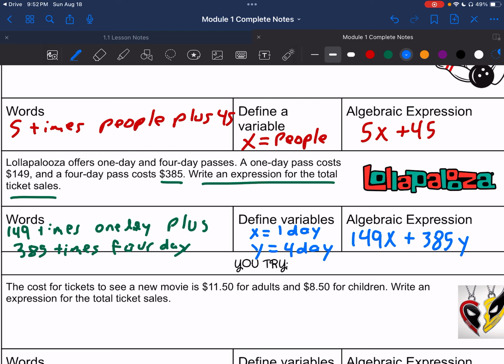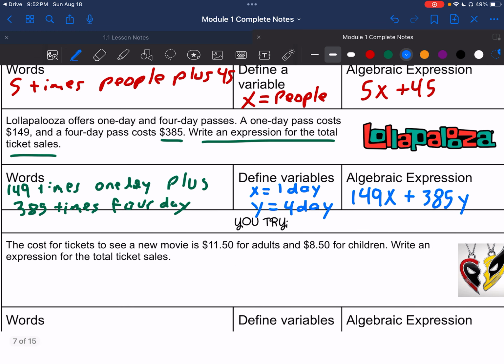This is the importance of defining your variables. If you're not defining them, I don't know exactly what you're talking about in any particular part of your problem. So now I want you guys to try this next one, and we will talk about it.